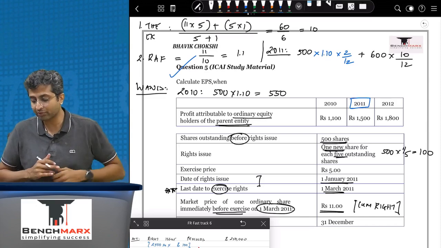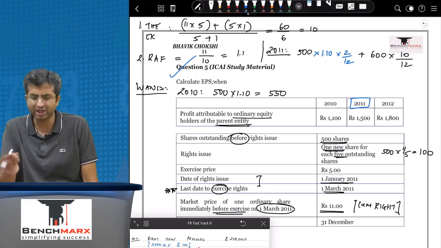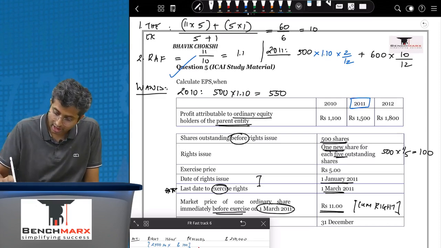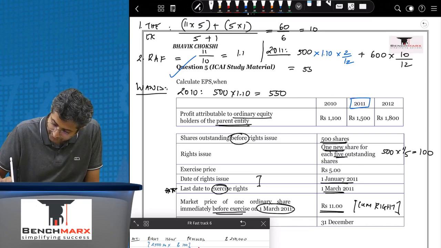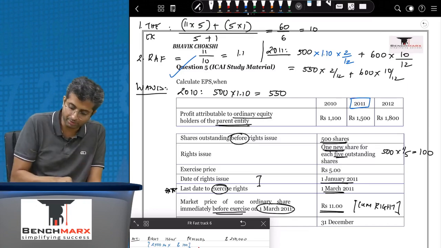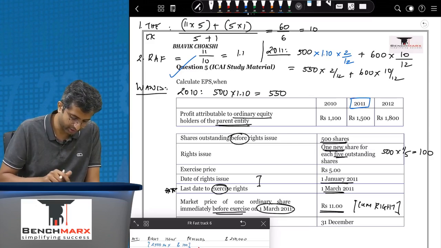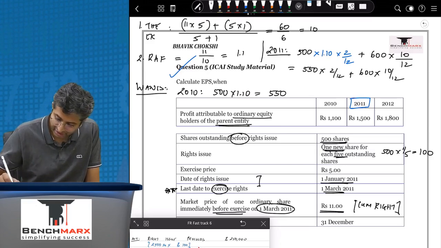Sir, why no adjustment for bonus? Because the 600 already includes the 100 shares, so whatever bonus shares there are, they are already included. So this is 550 into 2 by 12 plus 600 into 10 by 12, and hence this is 591.67.